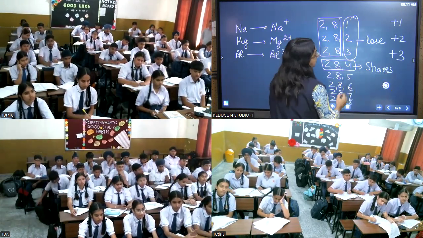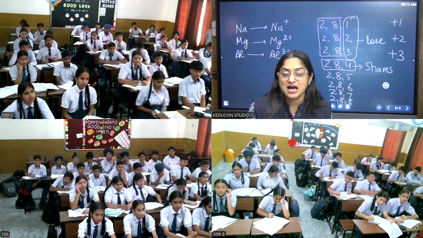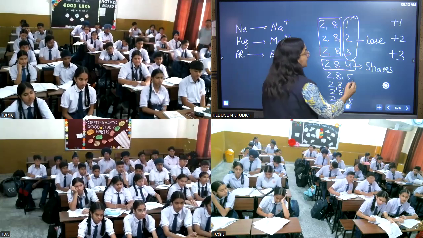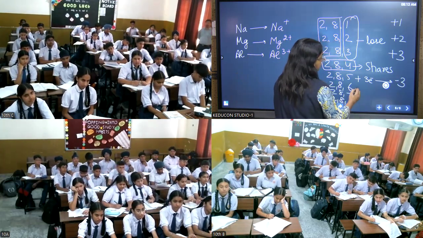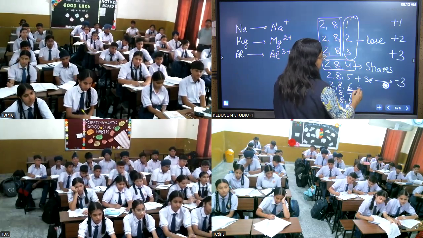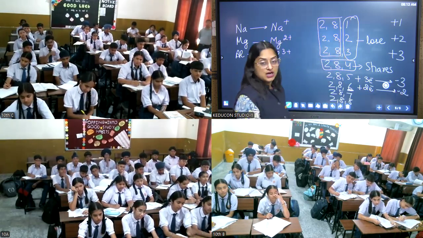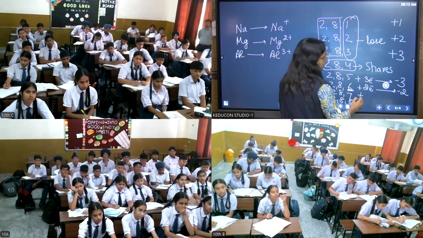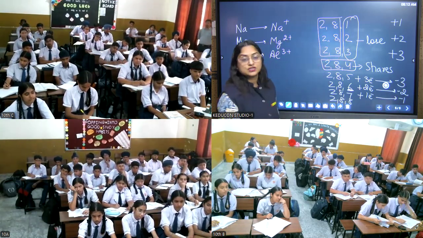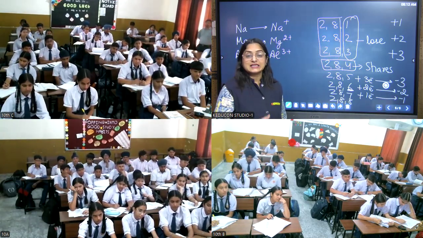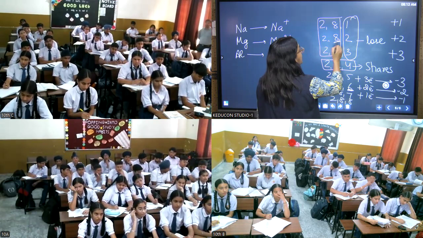And an element with 5 valence electrons. Valence electrons means electrons in the last shell. That tends to gain 3 electrons and it acquires -3 charge. If it has 6 electrons in the last shell, that gains 2 electrons and acquires -2 charge. An element with 7 electrons in its last shell tends to gain 1 electron and gains -1 charge. All this is done to be stable, to have 8 electrons in the last shell, which makes them stable.